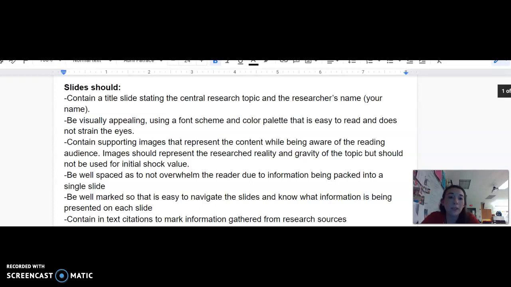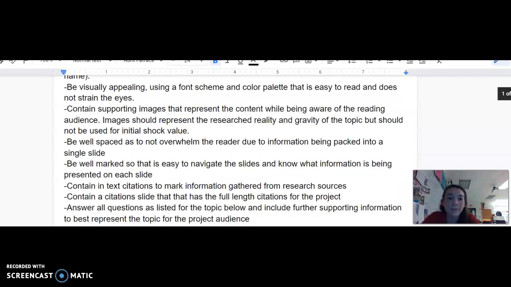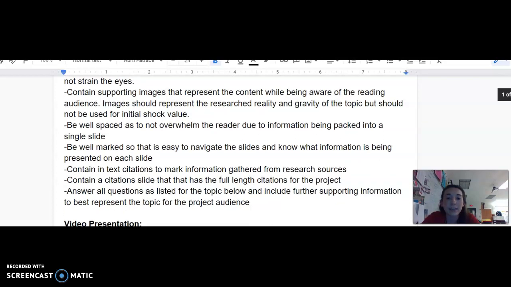Be well spaced as to not overwhelm the reader due to information being packed onto a single slide. Your slide should be well marked so that it is easy to navigate the slides and know what information is being presented on each slide. Your slide should contain in-text citations to mark information gathered from research sources. You should also have a slide that is your citation slide that has the full-length citations for the project. You need to answer all questions as listed for the topic below and include further supporting information to best represent the topic for the project audience.